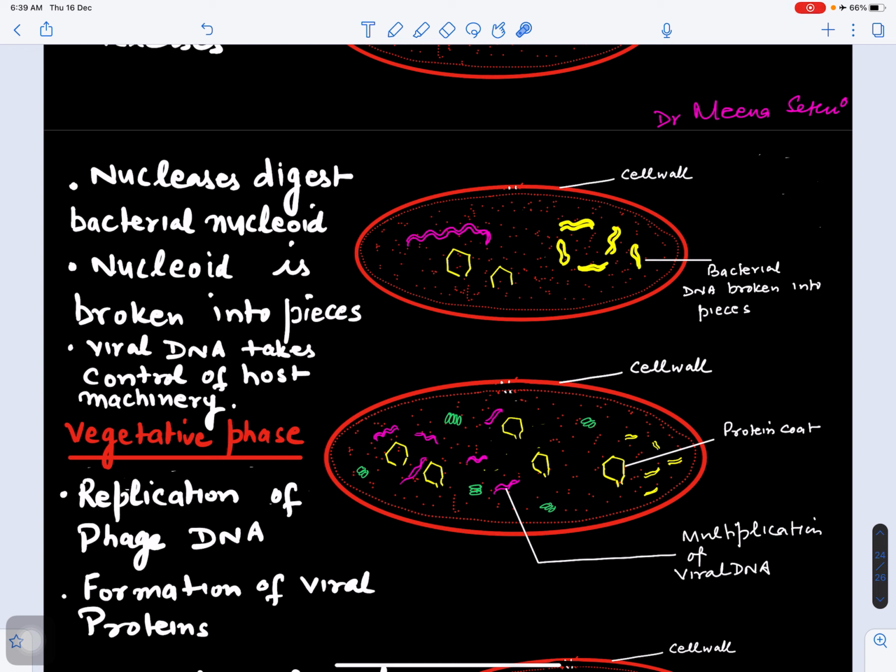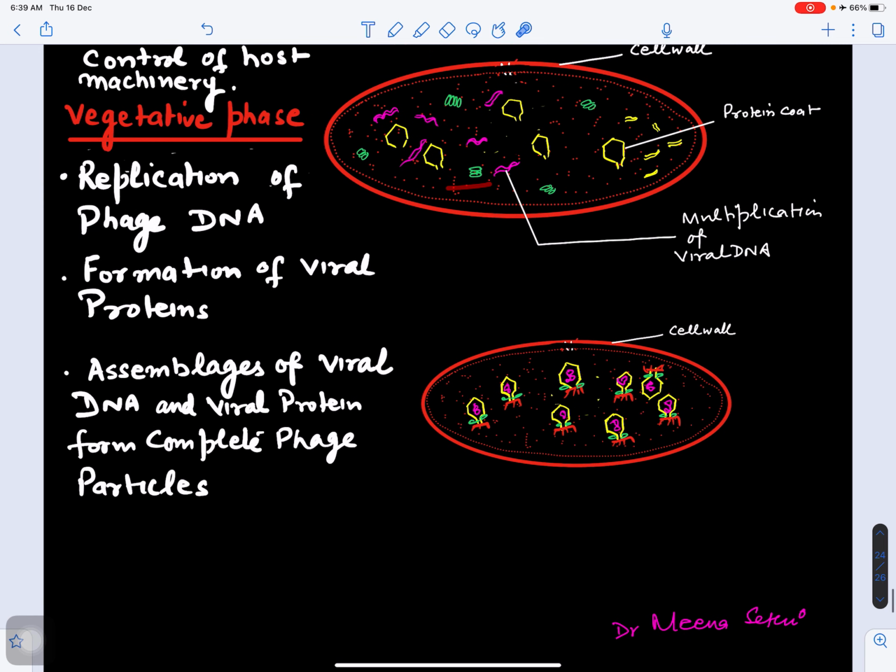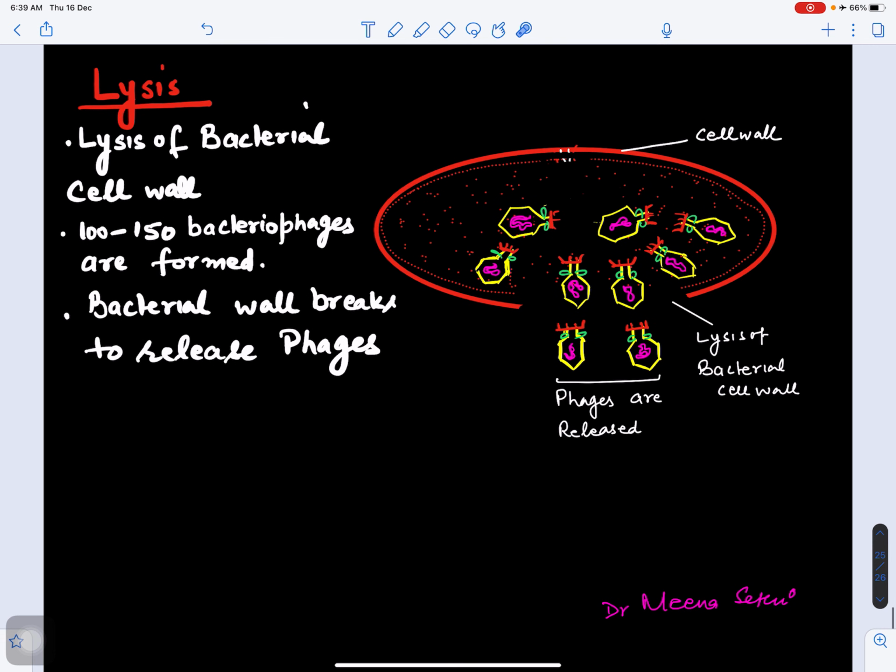Viral DNA will replicate, viral protein particles will be produced, and phage particles will get manufactured, and then there will be assemblage of all the viral components: tail, head coat, DNA, and tail fibers. So ultimately viral particles are produced. When about 100 to 150 are produced, they will break the bacterial cell wall, and they will be released. Now they are ready to infect other bacteria again. So this is all about the structure of bacteriophage as well as its lytic life cycle.